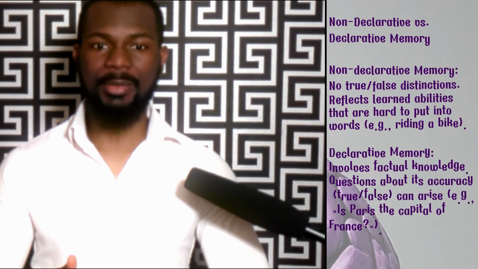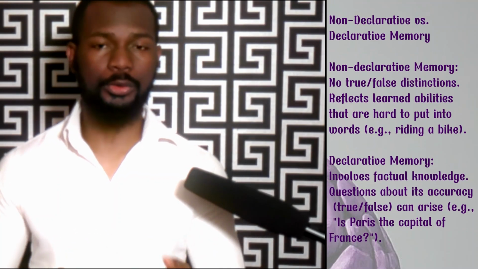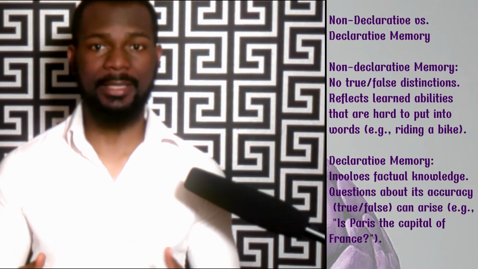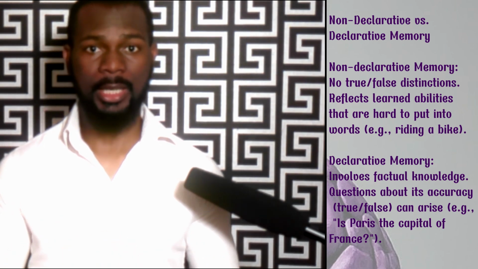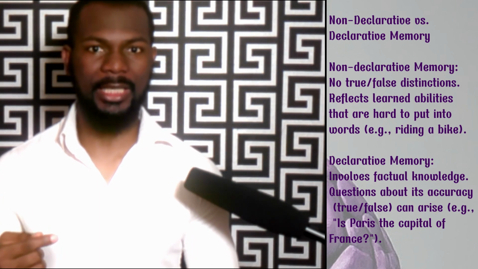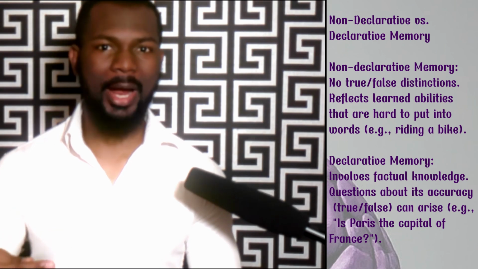Additionally, declarative memories, according to William James, may evoke a sense of warmth and intimacy in the individual recalling this information. Going back to the truth factor, non-declarative memories do not lend themselves to true or false distinction. It simply reflects a learned capability that is often difficult to verbalize. For example, going back to the bicycle, you cannot actually give a verbal description of how you're riding a bicycle.